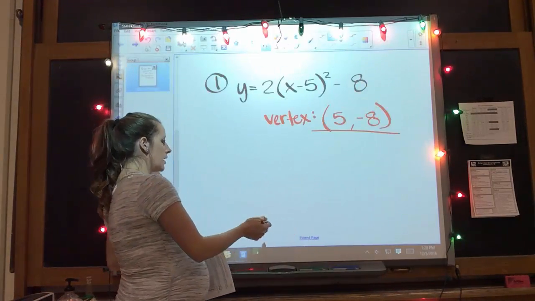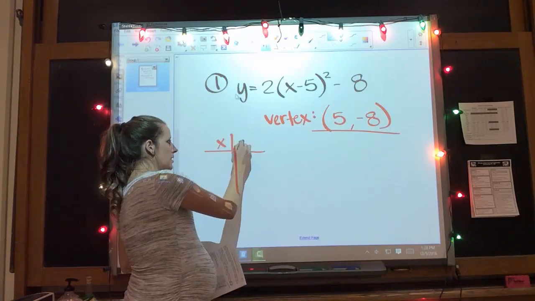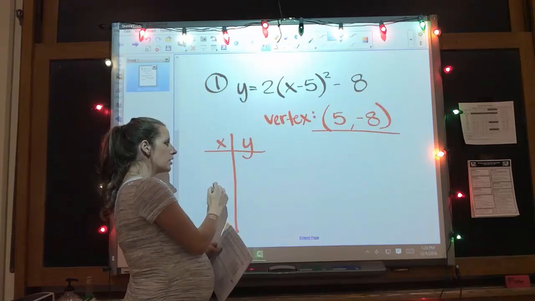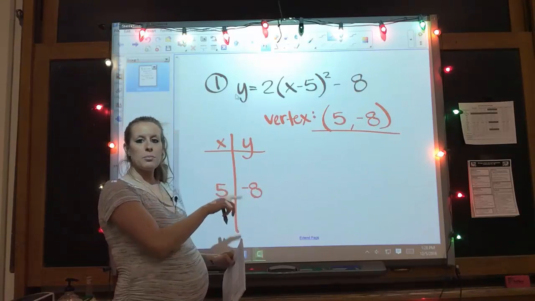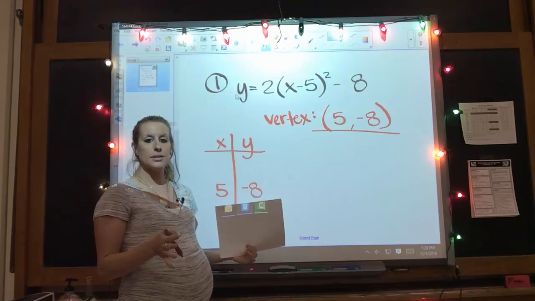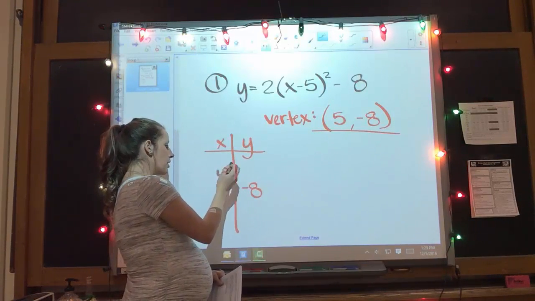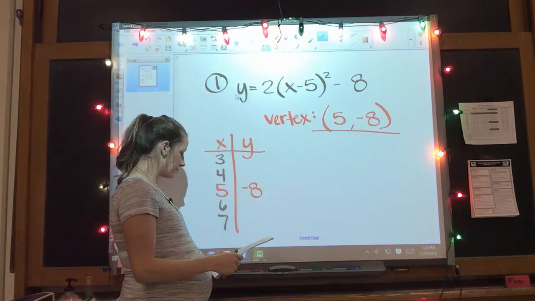Okay, and then what I'm going to do next is go ahead and make my table. Now what I like to do is I put the vertex in the middle of that table, (5, -8). And I find points around that so I can see how my parabola is moving. So I'm going to find points at x equals 4, 3, 6, and 7.